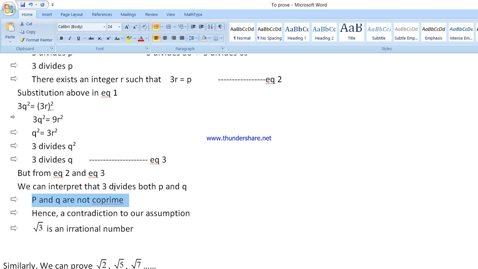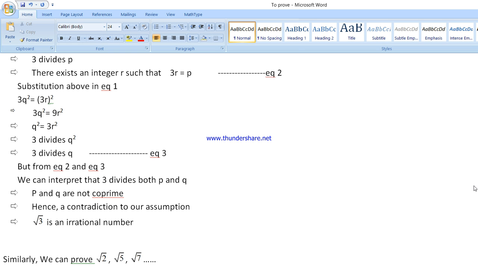So, we had assumed root 3 to be rational. Hence, since our assumption is wrong, I can say root 3 is an irrational number. And we have proved that root 3 is an irrational number. Now, I can similarly prove root 2, root 5, root 7 or the square root of any prime number to be irrational in the same manner. This is a very important question from your C.B.S.E. board point of view.